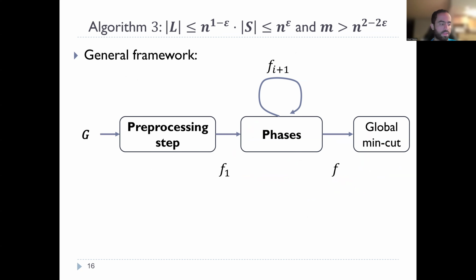Now, in the general framework, we start with G, we construct a split graph, and then we send it to a pre-processing step. This gives us F1 with certain requirements that we can run on the phases. We run the first, second, etc. The total number of phases is going to be just a polylog of the maximum weight, so it's not too much. And then eventually we return the global minimum cut.